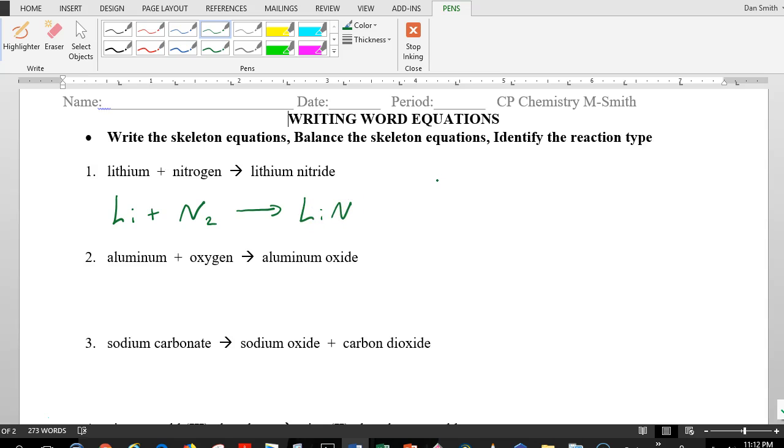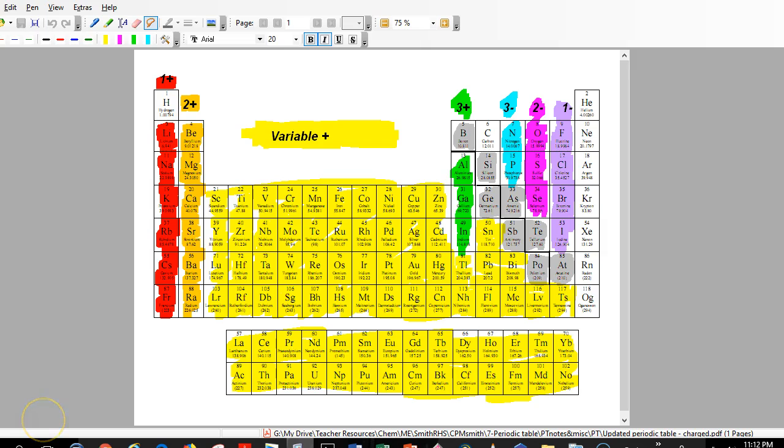I know that because lithium is a metal, nitride is a non-metal. So I need to be able to crisscross that. So you need to be able to know your charges from the periodic table. So keep this periodic table handy, but over here is your lithium in the first column, 1 plus charge, and over here is the nitrogen, this light blue column with 3 minus charge. And so that's how I know what these charges are.